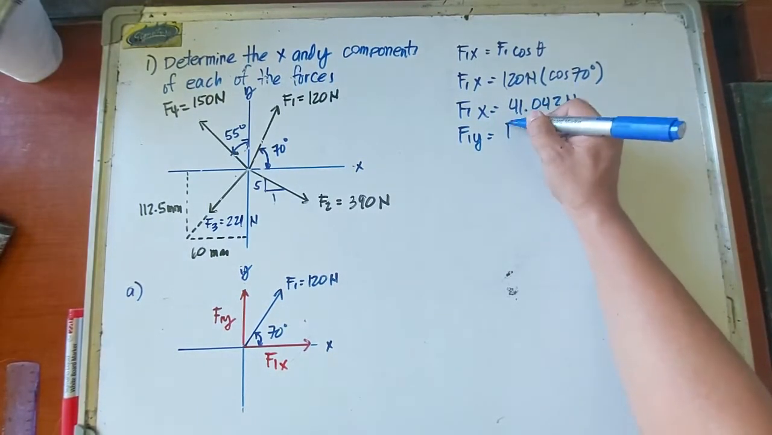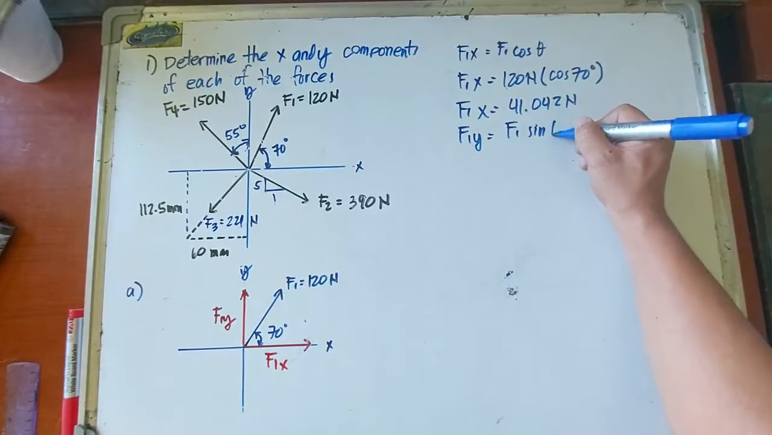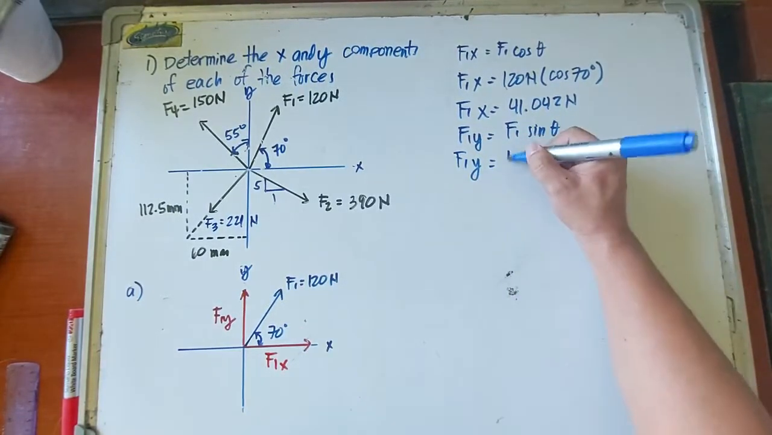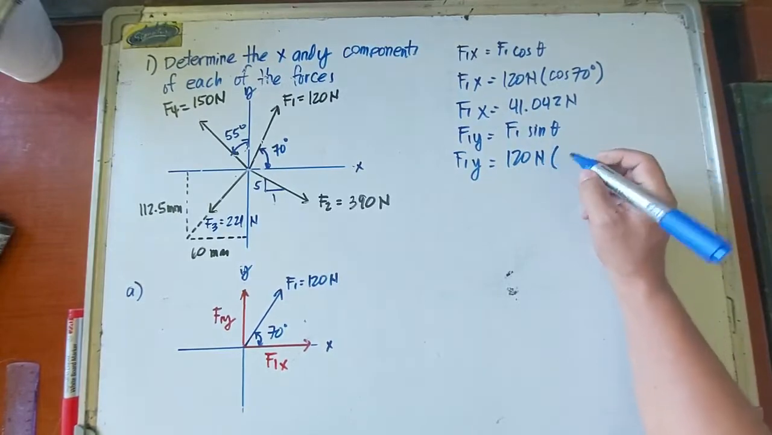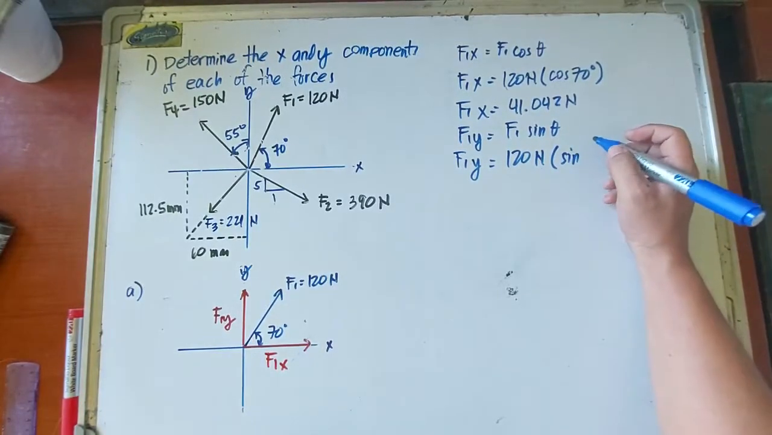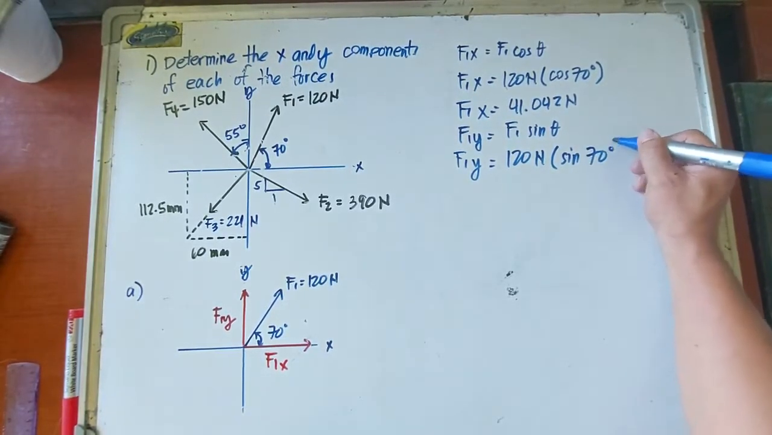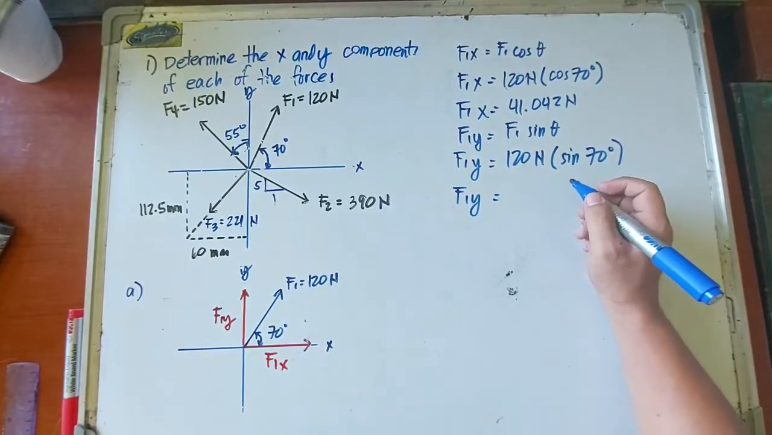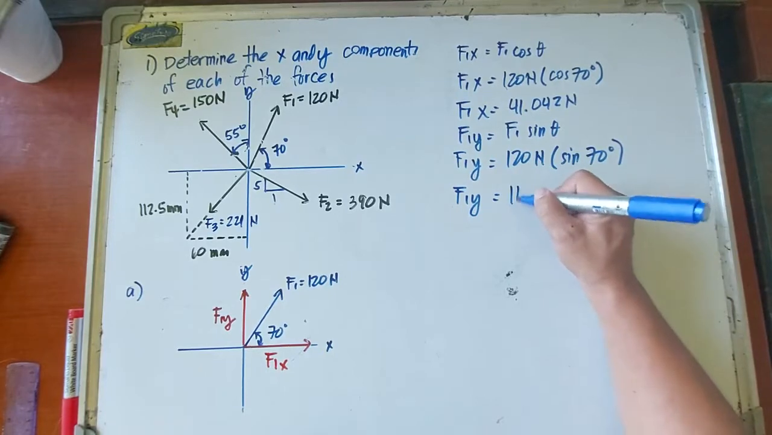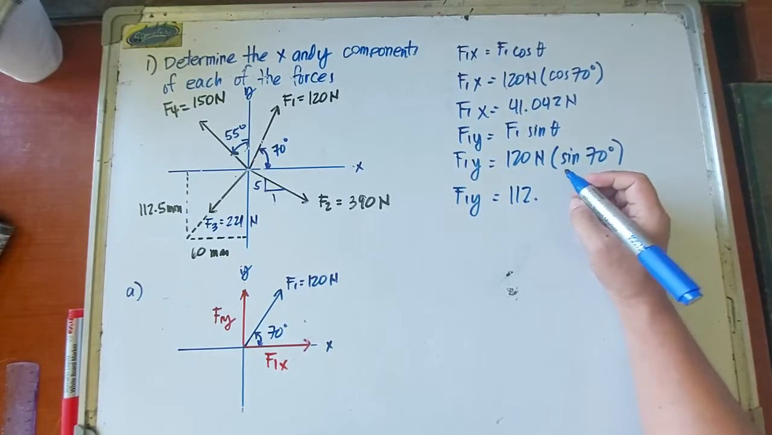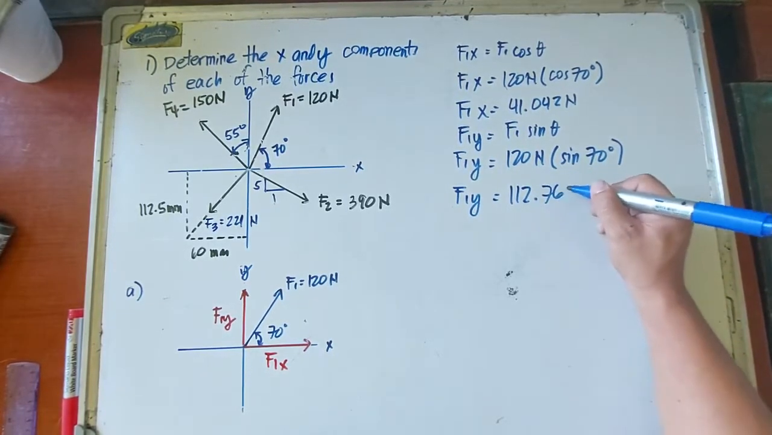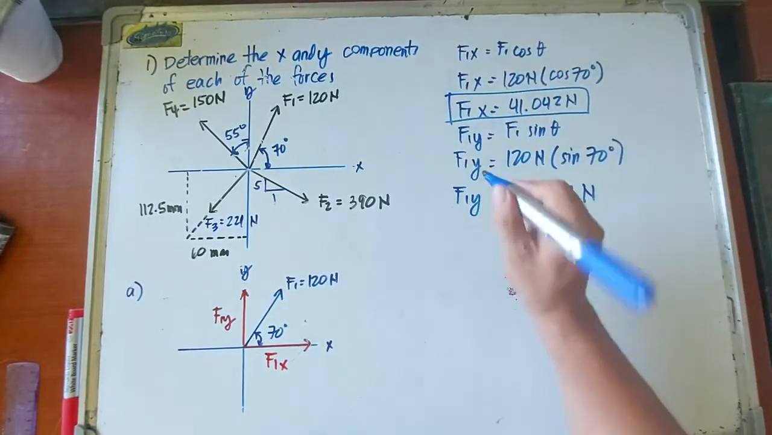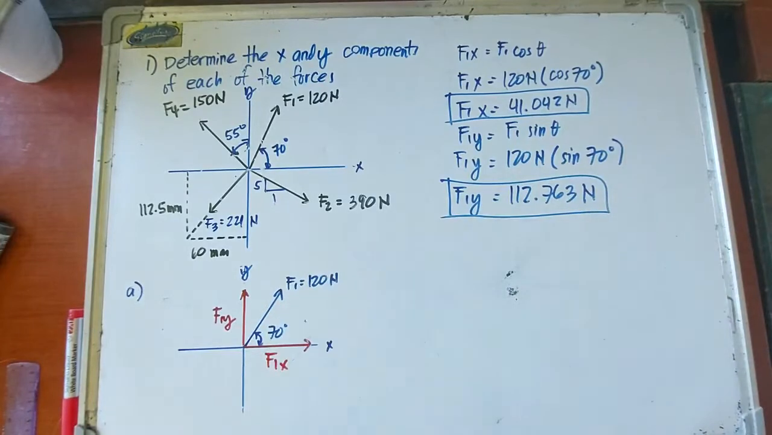And the same is true dun sa F1y. F1y is equal to F1 sine of the angle theta. F1y is equal to F1, which is 120 newtons, sine of 70 degrees. So F1y is equal to 112.763 newtons. So this is the component of F1 along x, and then component of F1 along y.